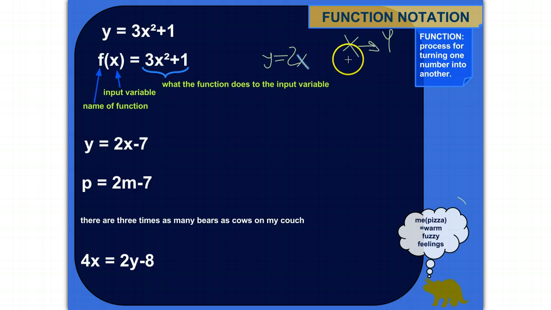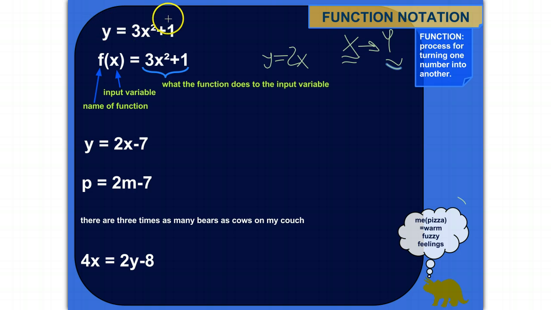So in this case, this input, or what we start with, is called the independent variable. The output is called the dependent variable because it depends on what the input is.